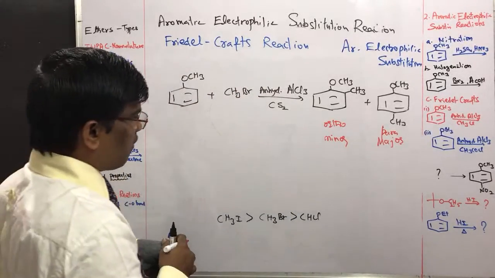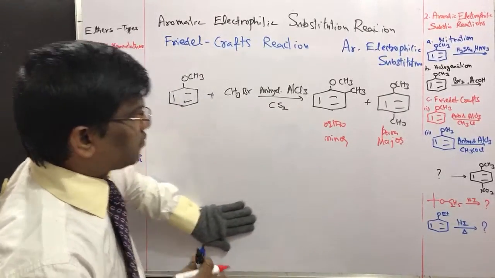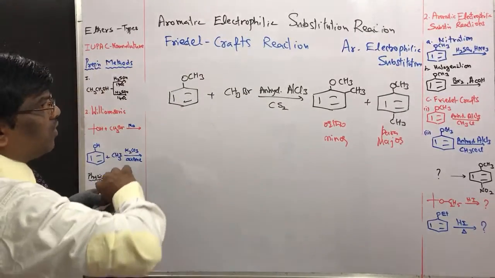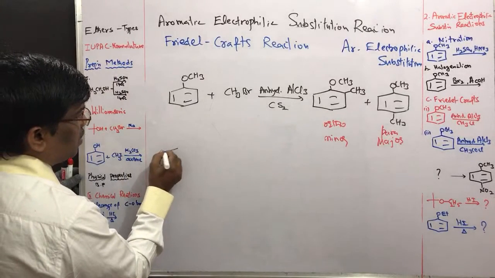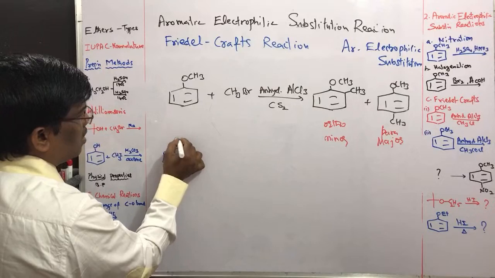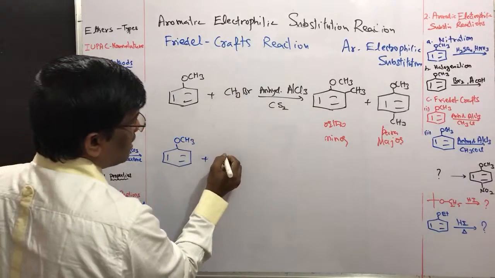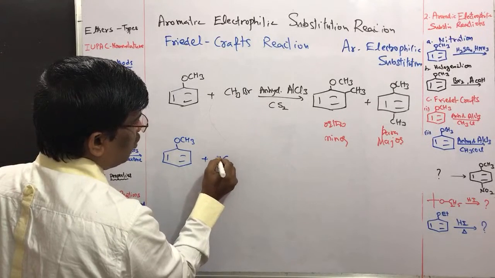Then another type of reaction it undergoes is Friedel-Crafts acylation. Acylation: what are the starting materials? If I take the same anisole and react it with this acyl group, what is an acyl group?